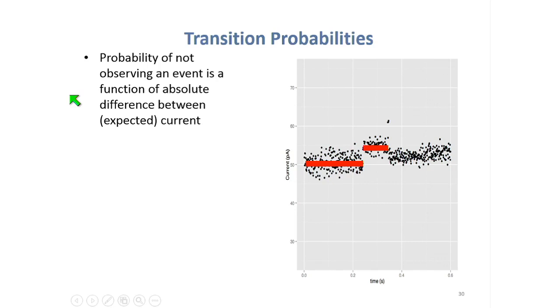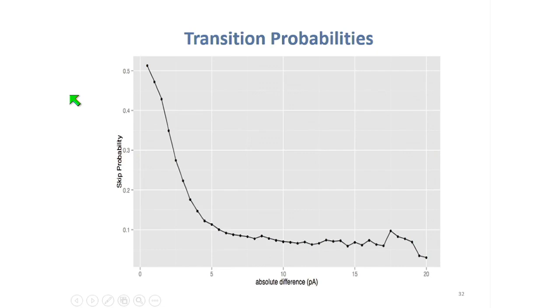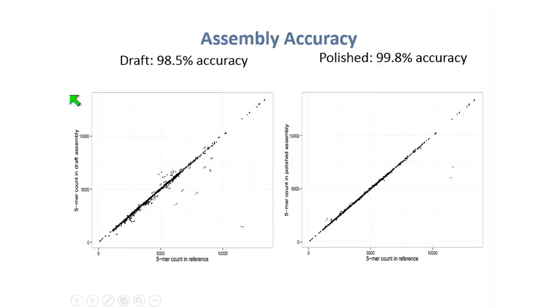In this situation, you can see clearly there are two events. There's a big difference in current. It goes from about 50 to 55 picoamps, and so it's very easy to distinguish those two events. In that other situation, you can see that is two events, but the difference in the means is actually quite small. And so that's shown in terms of what the model spits out in terms of the probability of a transition related to the absolute difference in current.